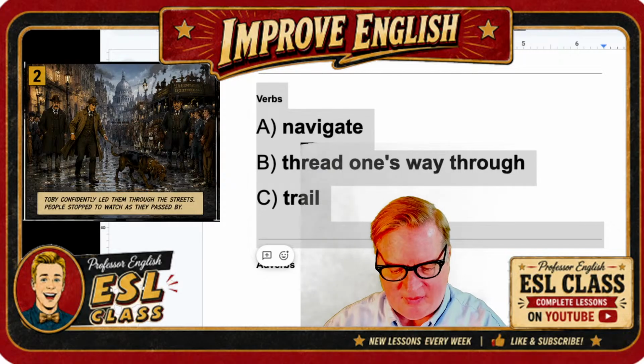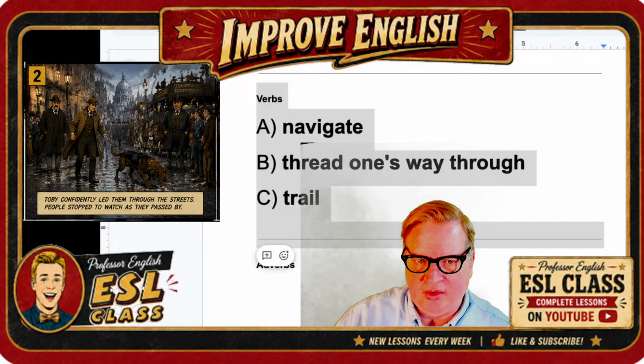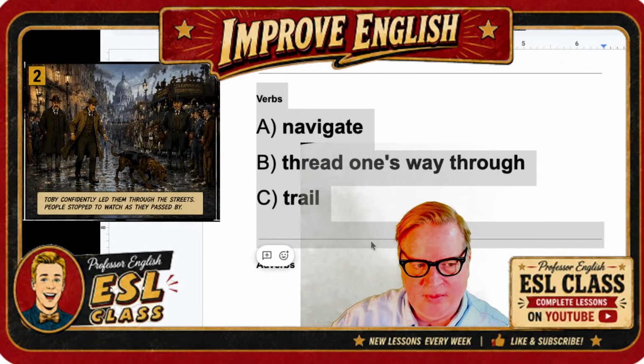We're going to try to narrate the picture of frame 2, starting with a verb. Can you see frame 2? Do you see the picture of frame 2? You've got Holmes and Toby walking through the streets of London.